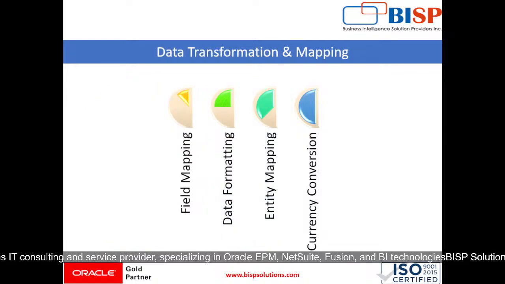Then comes our data transformation and mapping. First we will be field mapping, where we will be aligning QuickBooks fields with NetSuite fields. Then data formatting, where we will be adjusting data formats, account numbers and other values to the NetSuite requirements. Then comes entity mapping, where we ensure GL accounts, tax codes and classifications are mapped correctly. Lastly, currency conversion, where if multi-currency is enabled, it ensures exchange rates are correctly mapped.